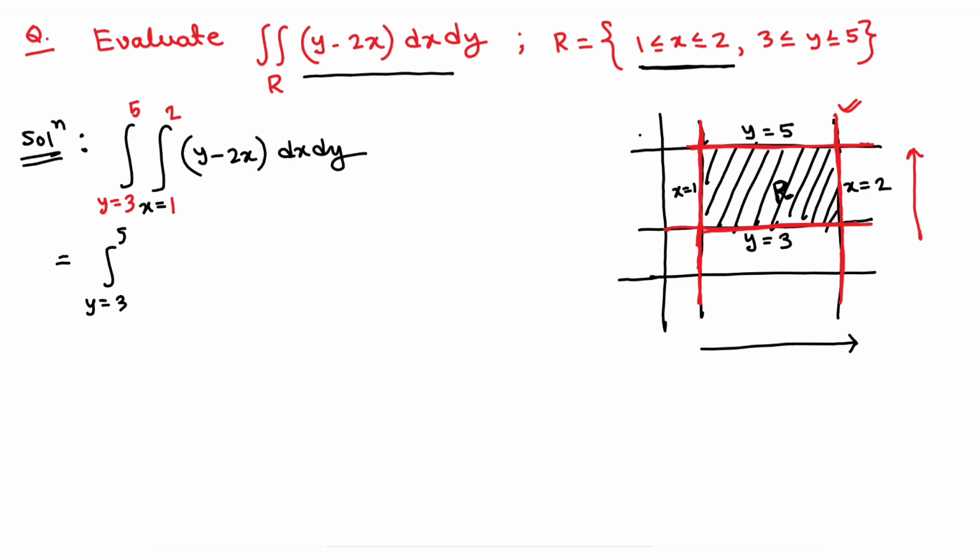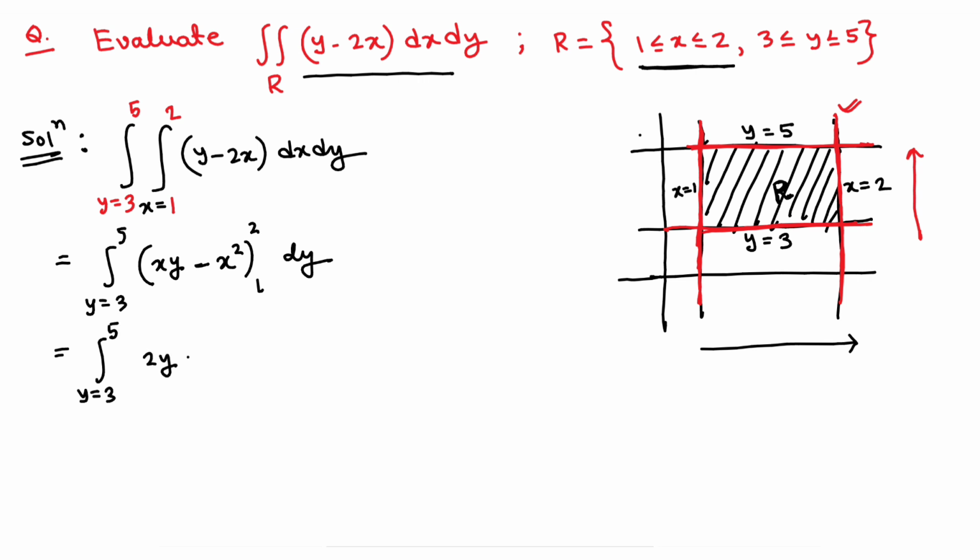Now integration with respect to x. When you are integrating with respect to x, all other variables other than x will be considered as constant. Here you have y, and integration is with respect to x, so this will be xy minus 2x square by 2, that means x square. Okay, and integration limit is 1 to 2 dy. So this is equals to, you have to put x equals 2 and x equals 1. So y equals 3 to 5.